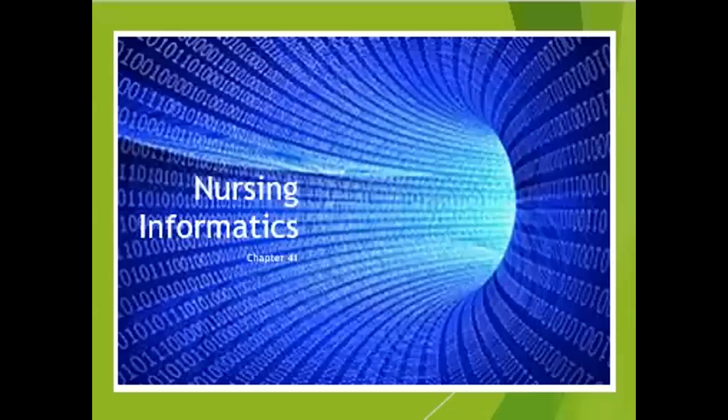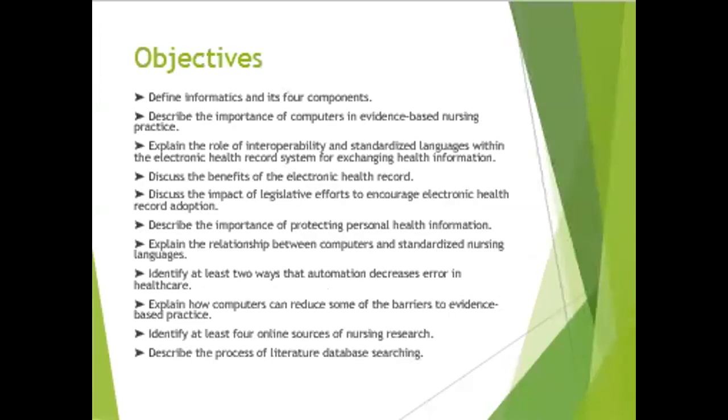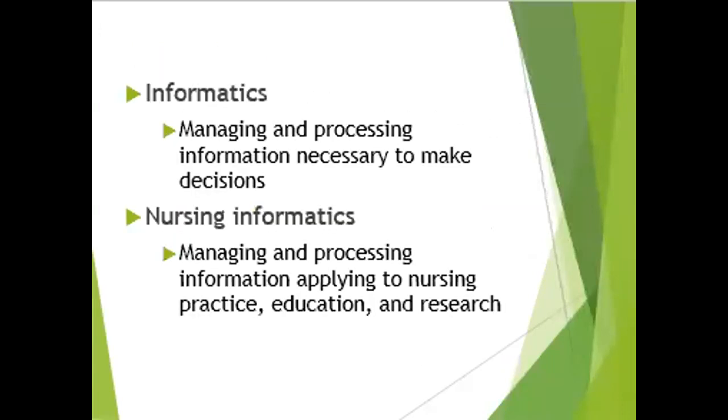After that, we move on to nursing informatics, which is chapter 41 in your book. These are the key terms that you have on your outline for that. These are your key objectives that are in your book. So what is informatics? Informatics is managing and processing information necessary to make decisions. Nursing informatics is managing and processing information applying to nursing practice, education, and research. Nursing informatics is heavily reliant on computer systems and technologies.